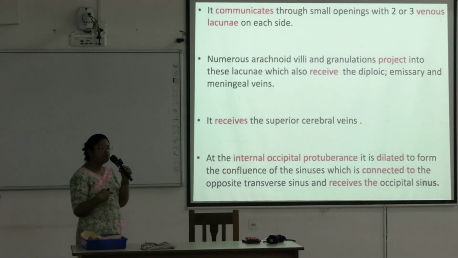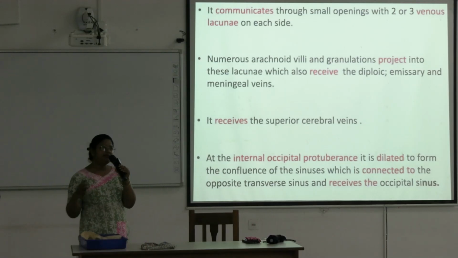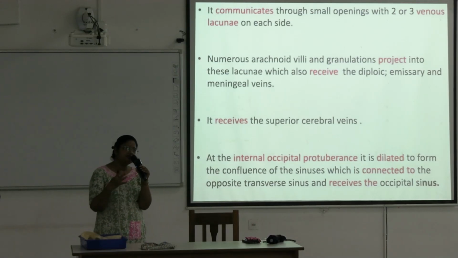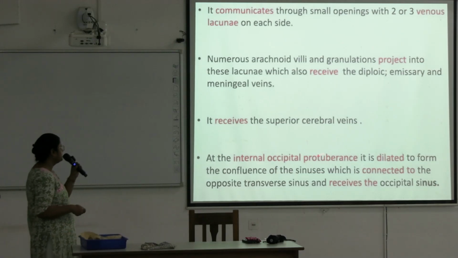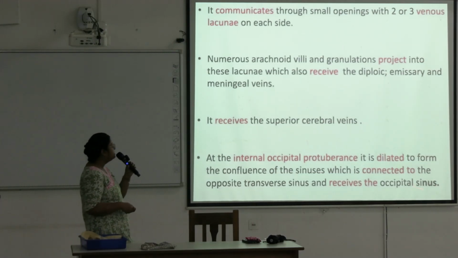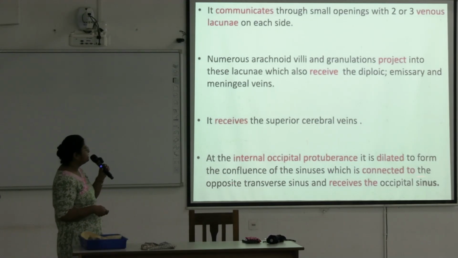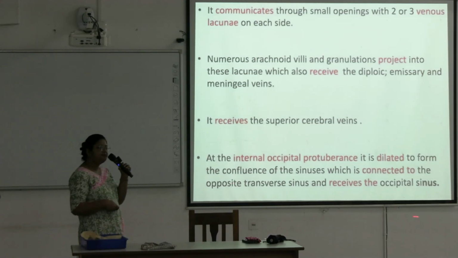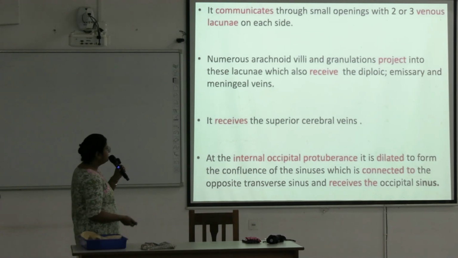and it receives the superior cerebral veins. Okay, you have read superior cerebral veins during blood supply of brain. They are supplying the superolateral surface of the brain. Okay, draining into superior sagittal sinus. At the internal occipital protuberance, it is dilated to form the confluence of sinuses, which is connected to the opposite transverse sinus and receives the occipital sinus.